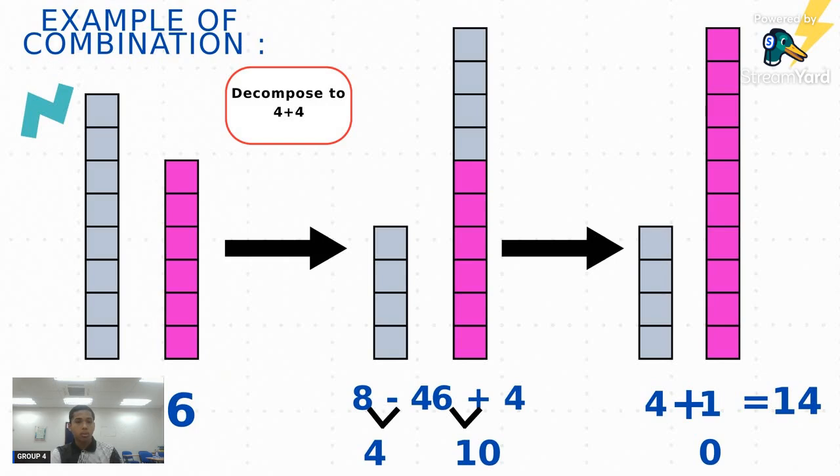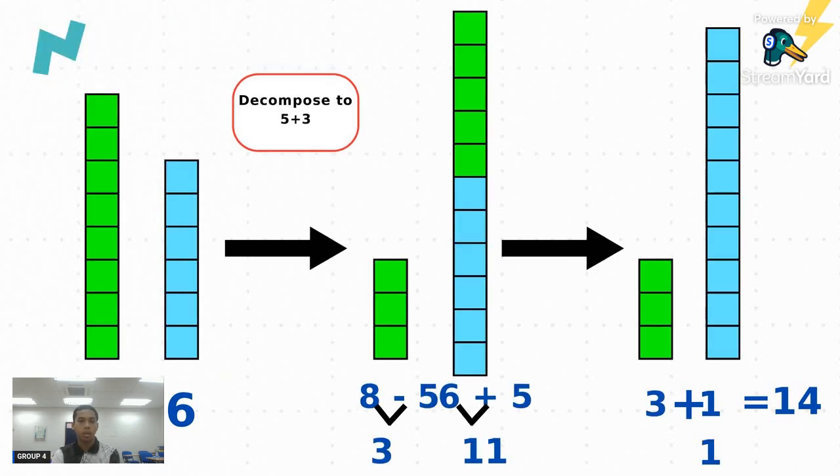So as an example, we can use the decomposition of 4 plus 4 to solve the problem earlier by 8 minus 4 and 6 plus 4, which is equal to 14. And we can also use the decomposition of 5 plus 3 by 8 minus 5 that we get 3 and 6 plus 5 that we will get 11. Then eventually the answer will become 14.